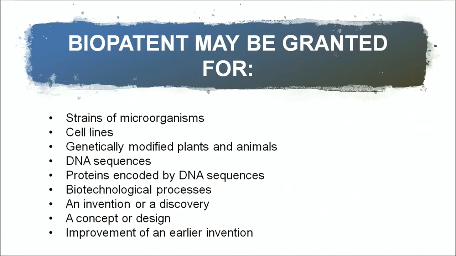Now, a biopatent can be granted for strains of a microorganism, cell lines, genetically modified plants and animals, DNA sequences, because we can artificially synthesize the DNA sequences and use them further, then proteins encoded by DNA sequences, biotechnological processes, as we have studied, the polymerase chain reaction, an invention or a discovery, a concept or design, or for the improvement of an earlier invention. The biopatents can be granted.